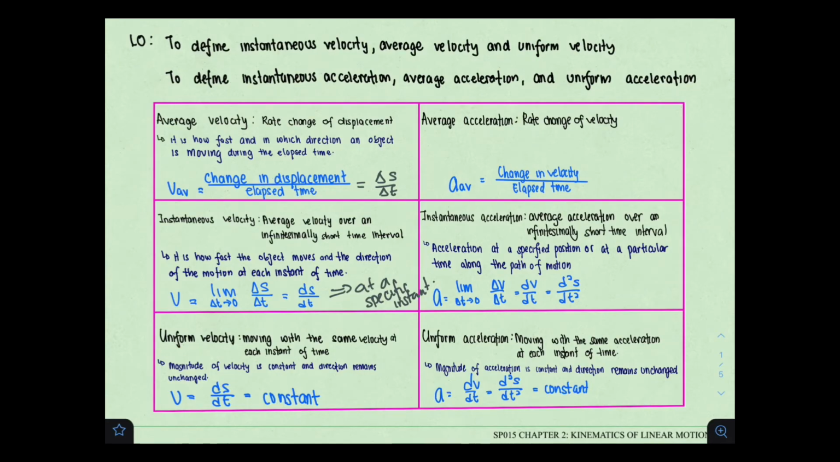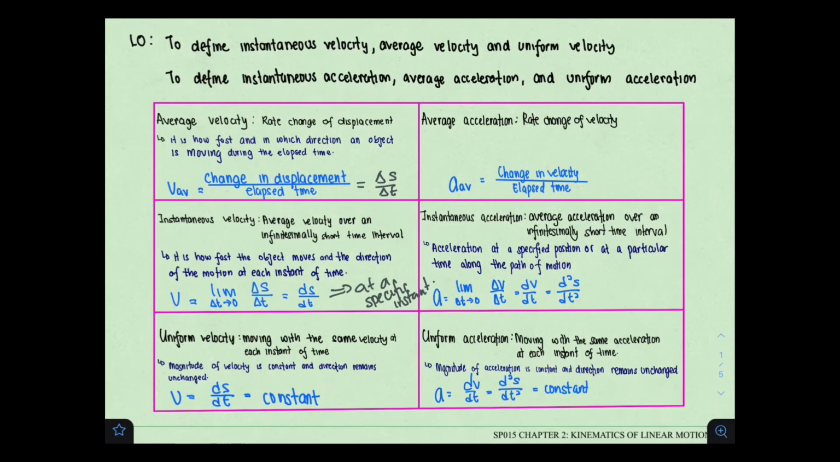Ataupun dalam kata lain, kita juga akan panggil dia constant velocity. Uniform velocity is also known as constant velocity. Maksudnya magnitude dan juga direction velocity itu tidak berubah over that period of time. So V uniform dia adalah ds over dt, which is equal to constant, satu nilai yang sama.